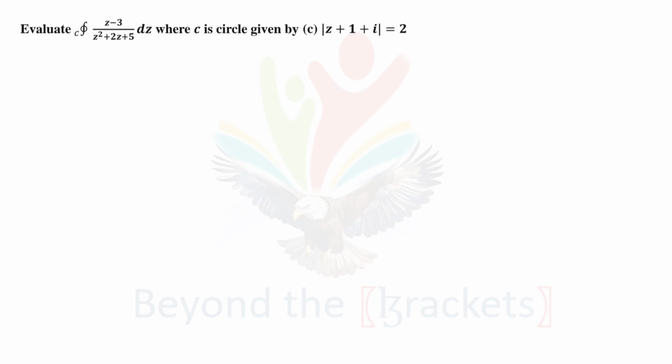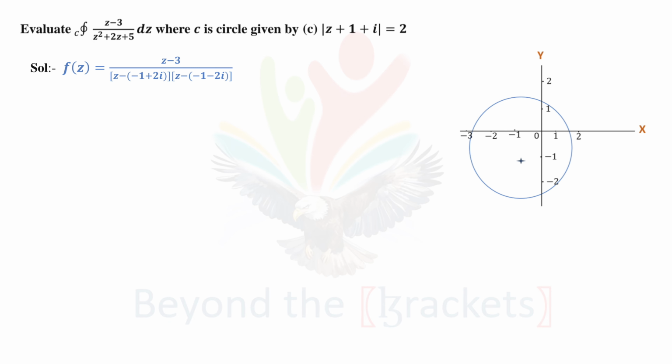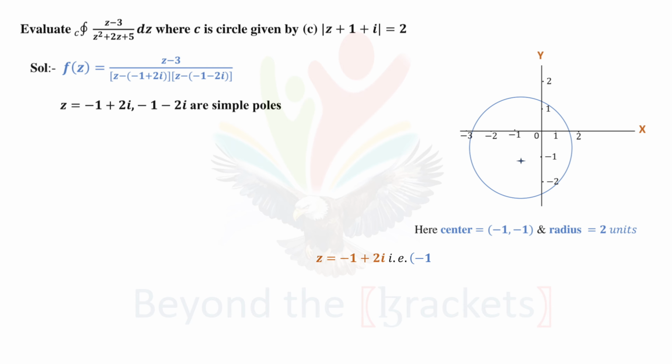Here we are given |z + 1 + i| = 2. Comparing it with the standard form, we have center as (-1, -1) and radius as 2. Again, from the previous parts, we know that z = -1 + 2i and -1 - 2i are the simple poles. To check whether the poles lie inside or outside the given circle, calculate the distance of the pole from the center of the circle. The distance of the pole -1 + 2i from the center is given by the square root of (-1 + 1)² + (2 + 1)², which is 3, which is greater than 2. That means this pole lies outside the given circle.